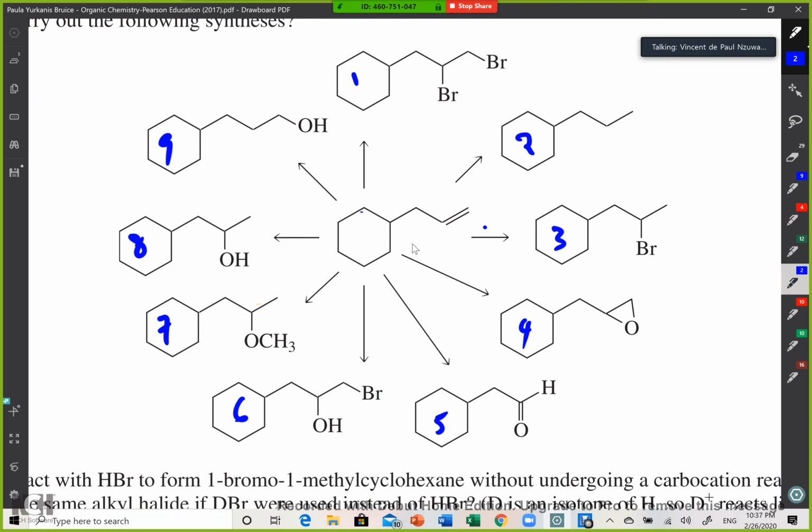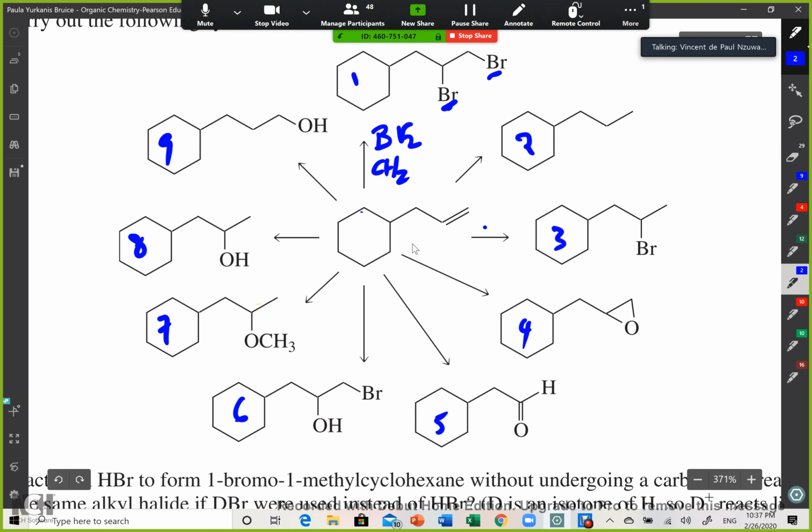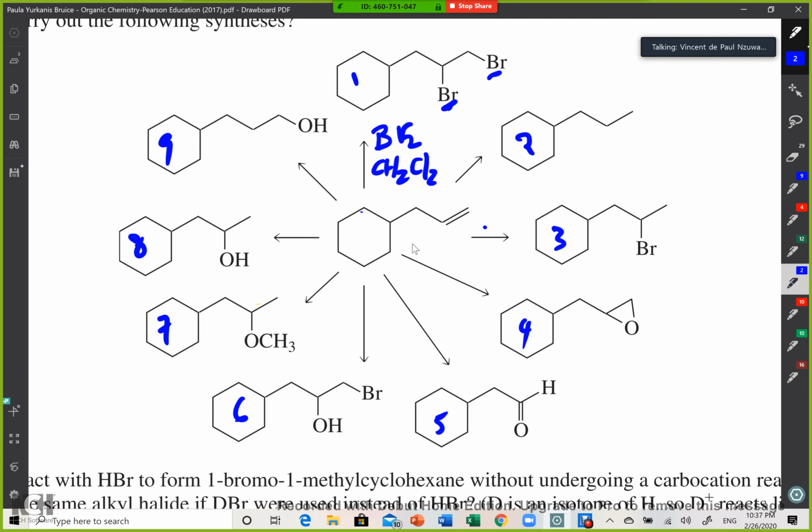For number one, the first thing is that we need to recognize that we are adding two bromine groups. That's what I want you guys to be able to see, that it is an addition of two bromines. And the two bromines can only be added if we use Br2 in the presence of methylene chloride. This is important. If you don't tell me that it's in the presence of methylene chloride, you will not earn the full points. Okay.